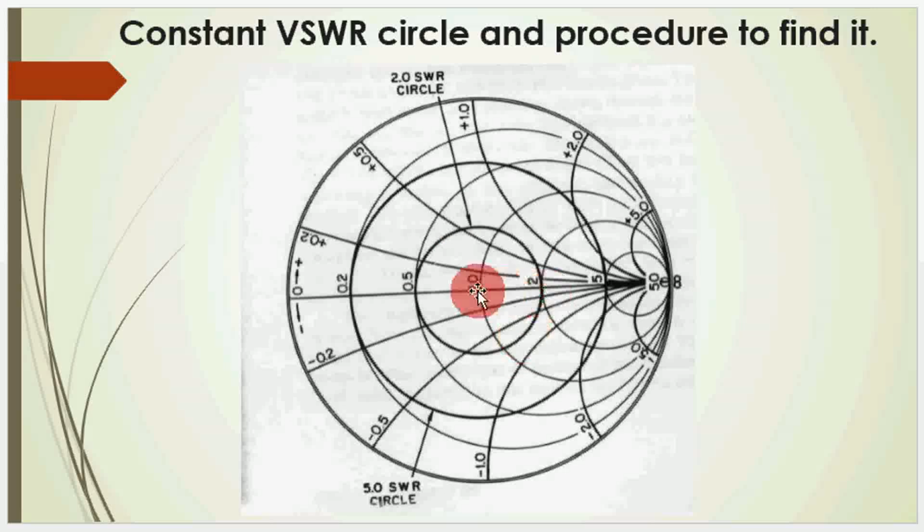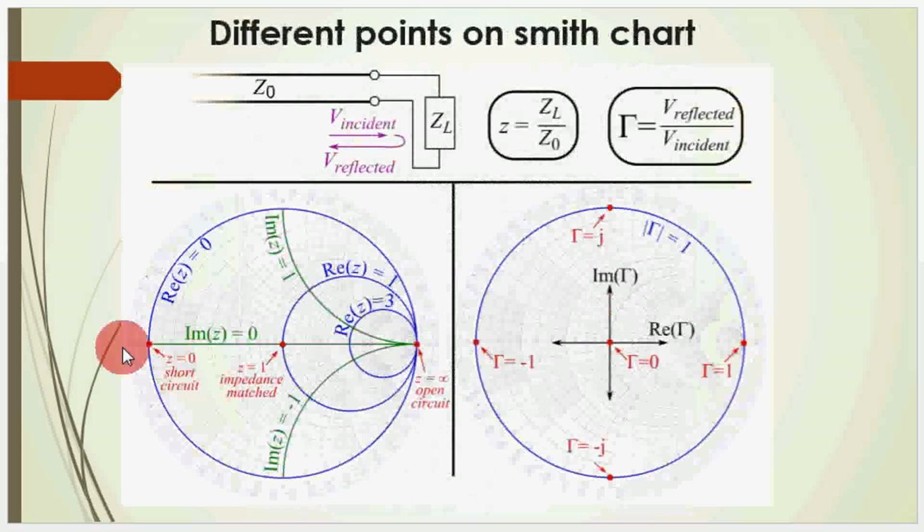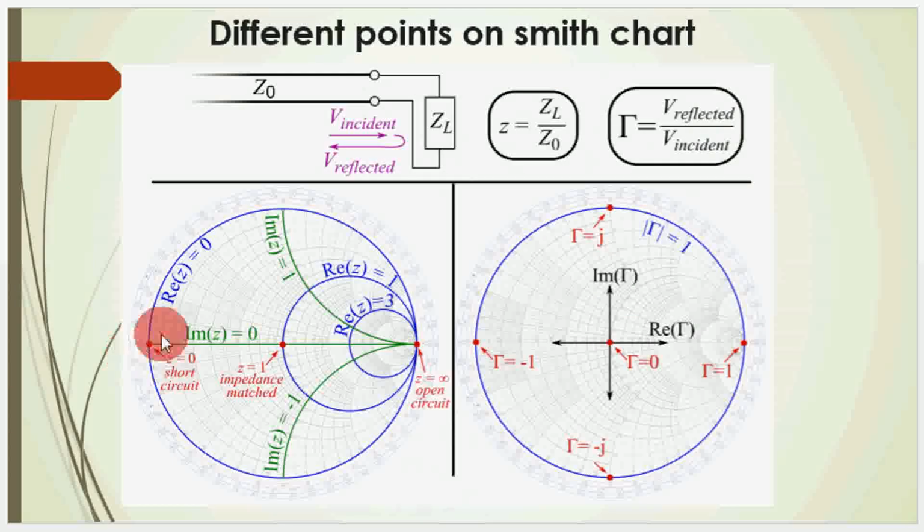So this VSWR could be from 1 up to infinity. It could be any value depending upon the constant VSWR circle. Similarly for this circle, the VSWR is 5. Now define points on the Smith chart. This is the short circuit point, and this is the open circuit point, and this is the matching point, impedance matched. If your normalized impedance lies here, that means your transmission line is matched with the load impedance.